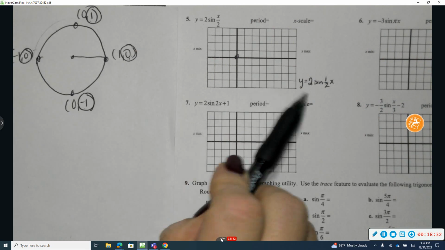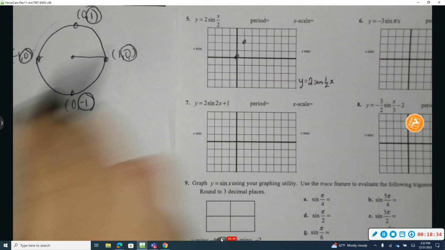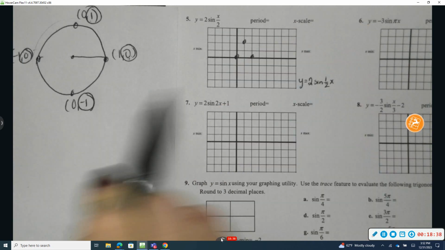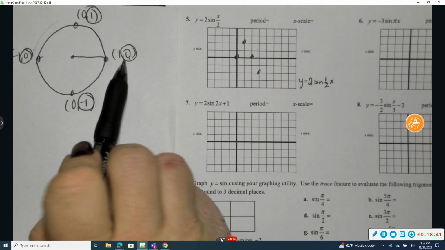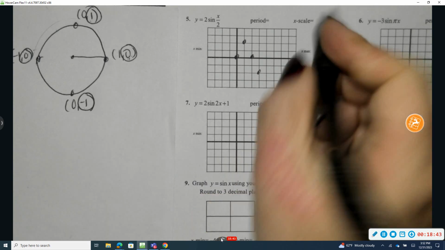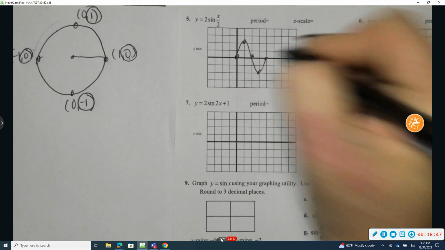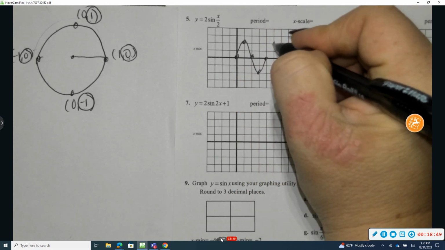Now step 1, 1 times 2 is 2. Step 2, 0 times 2 is 0. Step 3, -1 times 2 is -2. And ending on step 4, 0 times 2 is 0. So I have one cycle done, and now I can just repeat that to create this graph.